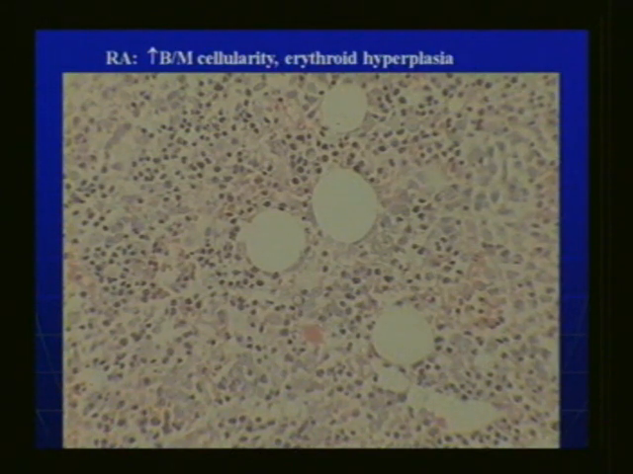And the bone biopsy in this case is showing increased bone marrow cellularity, and there is erythroid hyperplasia with many areas showing the dark blue nuclei, those are the erythroid cells.